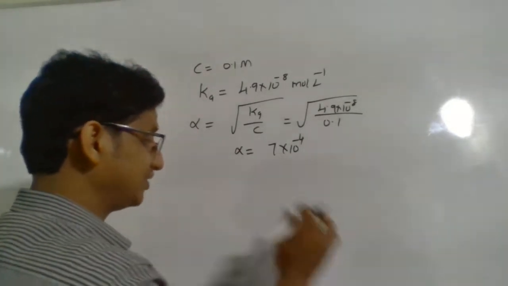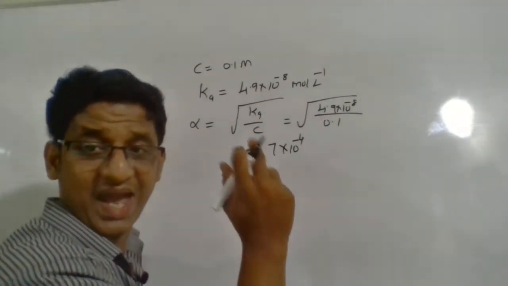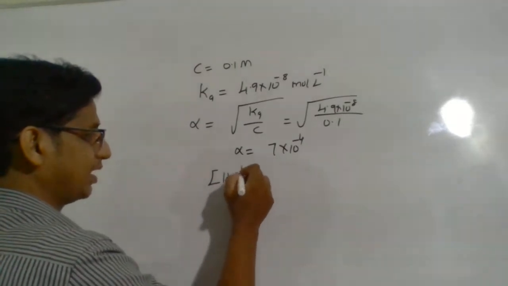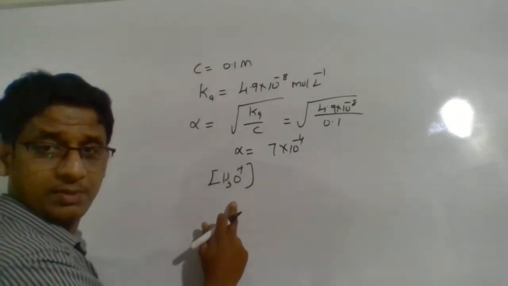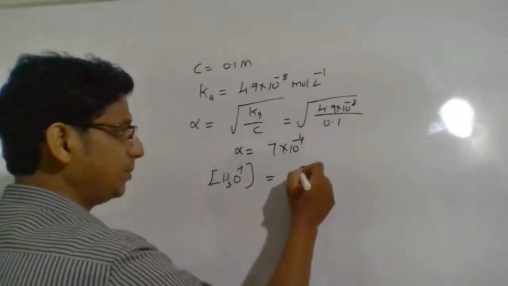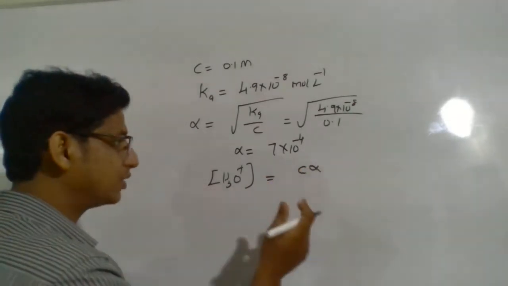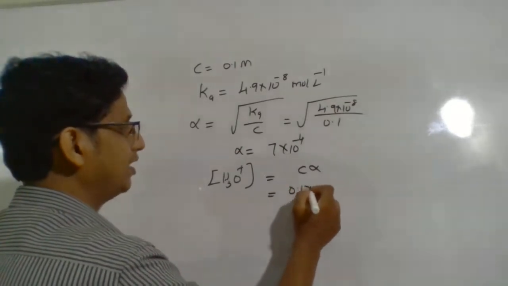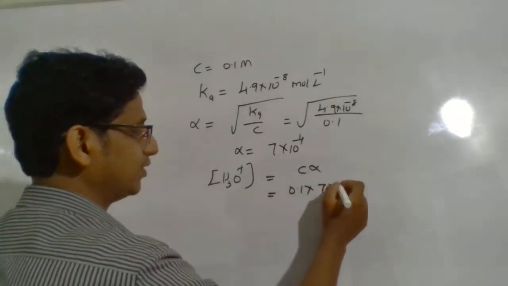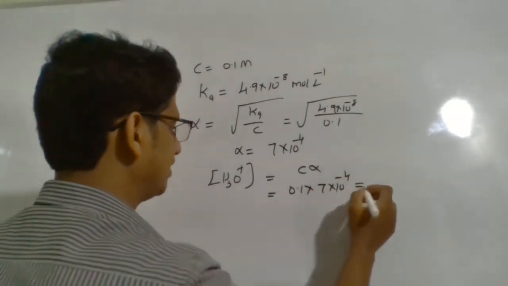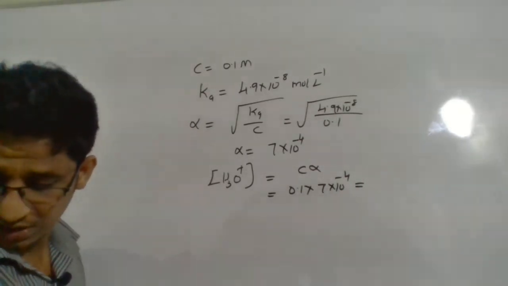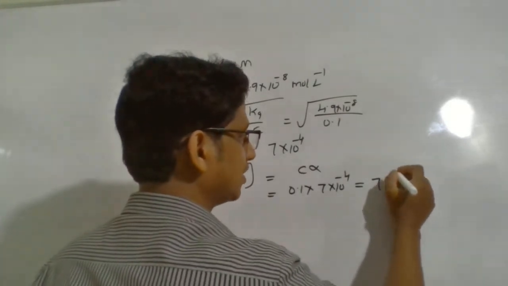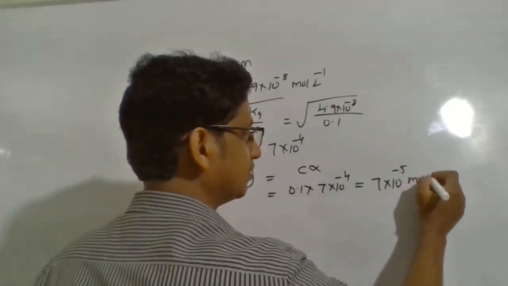Once you got alpha, now we are talking about the acid. So the concentration of hydronium ion in the solution will be equal to C alpha. C we already know is equal to 0.1. Alpha we got as 7 into 10 raised to minus 4. So multiply that, you will get the hydronium ion concentration, which will be around 7 into 10 raised to minus 5 mole per liter.